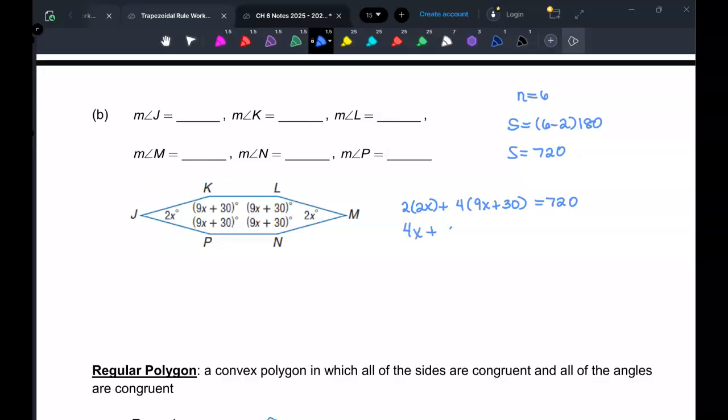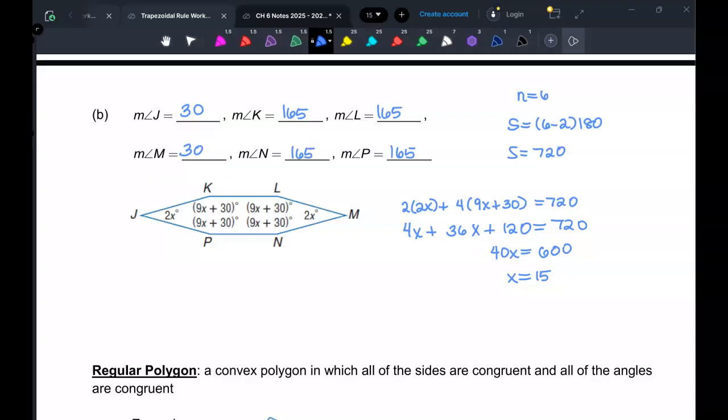So let's see, we get 4x plus 36x. What do we get? 40x equals 600. That's going to give us 15. All right. Well, J and M are easy, so that would just be 2 times 15, so 30 degrees. Here and here. And what do we get when we plug in 9 times 15 plus 30? 165. Good, so that's how you solve it, just multiply.